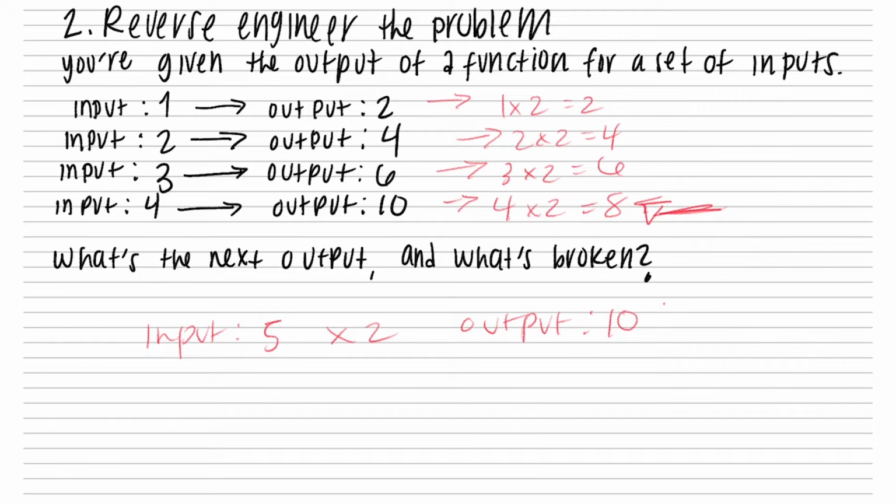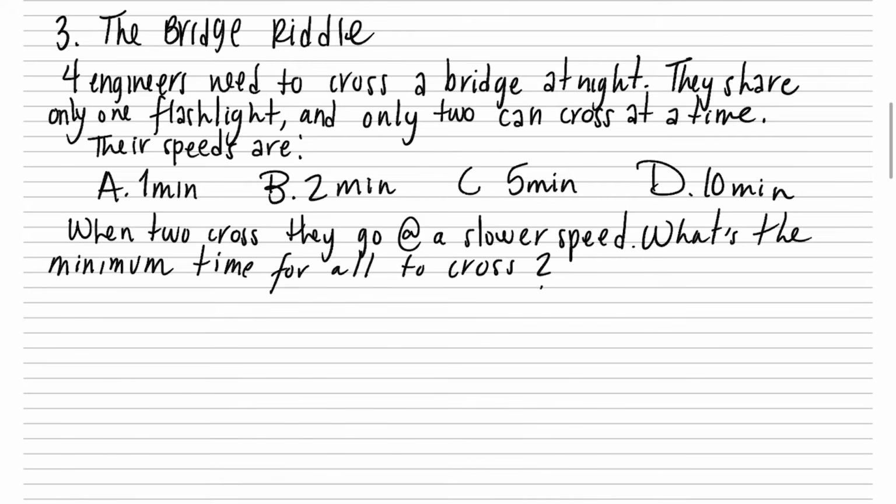Okay, so we can move on to the third problem. The bridge riddle. 4 engineers need to cross a bridge at night. They share only 1 flashlight, and only 2 can cross at a time. These are their speeds. A, 1 minute. B, 2 minutes. C, 5 minutes. D is 10 minutes. When two cross at the same time, they go at the slower speed. What's the minimum time for all to cross?